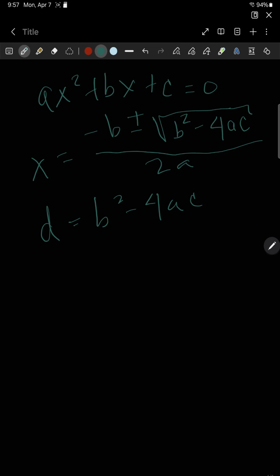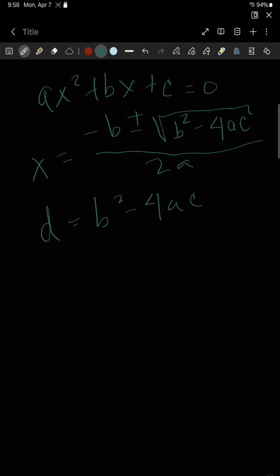The reason the discriminant is important is because when you're taking a lower math, like algebra or up to a certain point, if this value here is negative, then the answer is no solution.